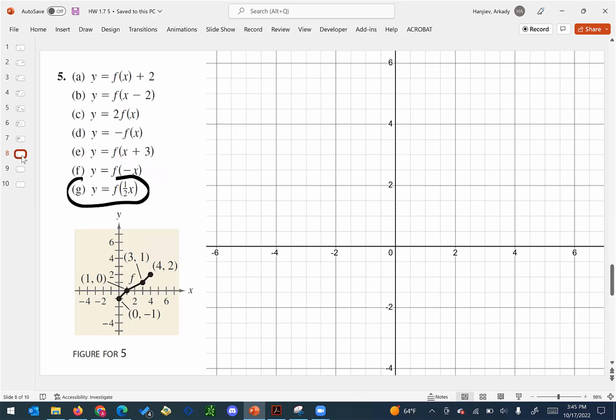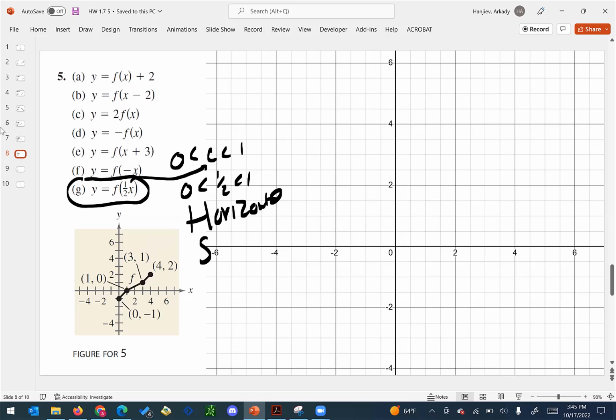Okay, so what does the 1/2 do? So inside the function, if you have a multiplier to the x, and the multiplier is a number between 0 and 1, there's your multiplier. That's the 1/2 right there. If it is between 0 and 1, you got yourself a horizontal stretch. Now, if it was higher than 1, it would be a compression. So horizontal stretch by a factor of 2, which means you're multiplying everything by 2.